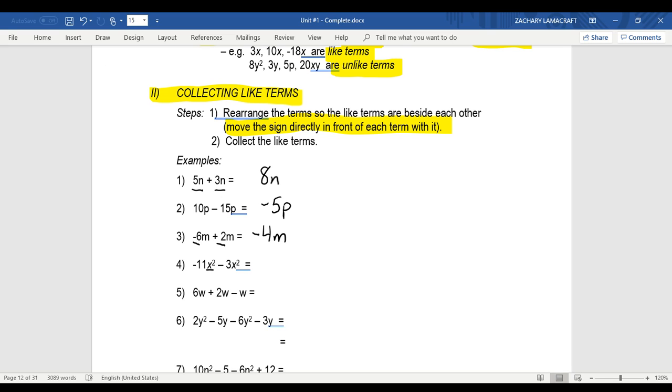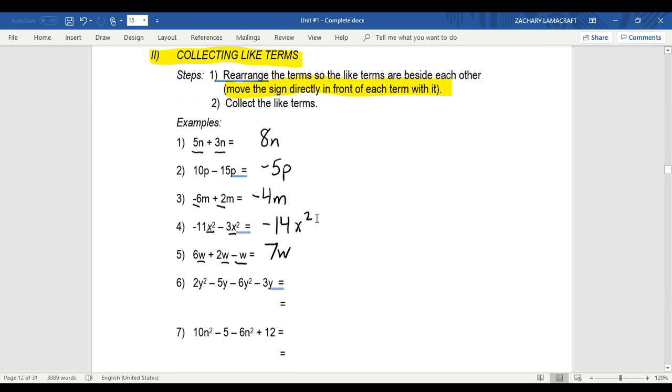Okay, so again, next one we have x squared and x squared. We've got negative 11x squared minus 3x squared. Anyone want to take a shot at that? Go for it, Ashley. Yeah, you got it. Bingo. How about that next one there? Go for it. So, yeah, we've got W and W and we have a negative W. So we've got 6 plus 2 is 8 and then minus 1, so 7W, right? Because we got to 8, we subtracted 1, and we moved on with that.